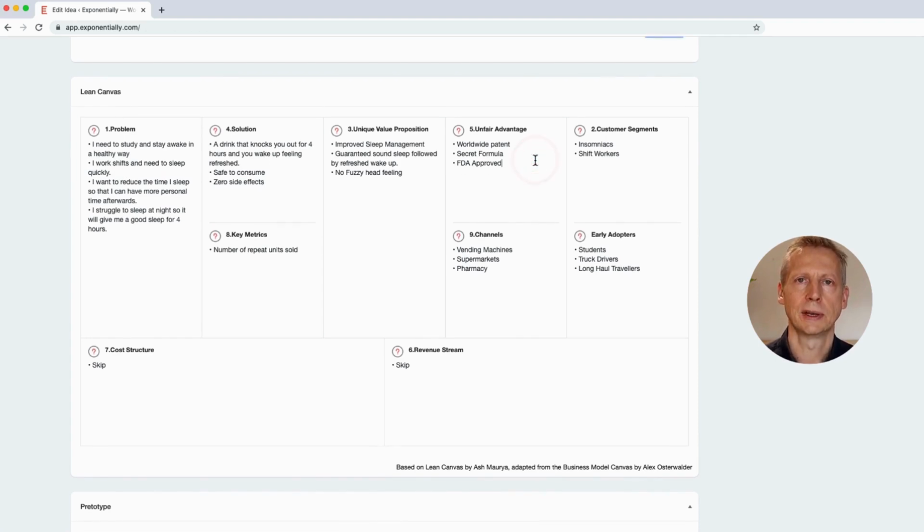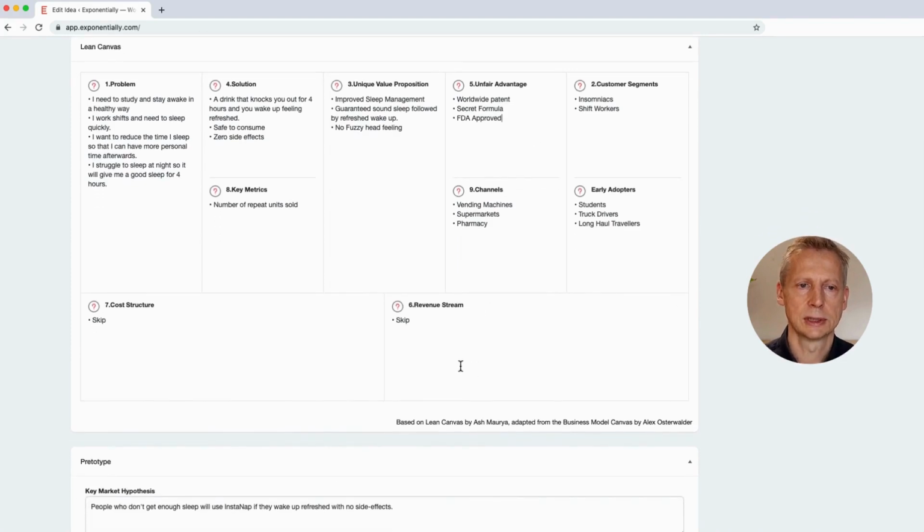Then we go to the unfair advantage. And this is the only place where we care about us. So as a company, organization, or a service, why would we win if we did this? Like, what unique advantage do we have? And in this case, it could be we have a worldwide patent, we have a secret formula, or it's FDA approved, or something to that effect that can keep competitors out. What you're not looking for here is we've got lots of customers, or we've got a trusted brand, or that kind of thing. It's really specifically unique advantages here.